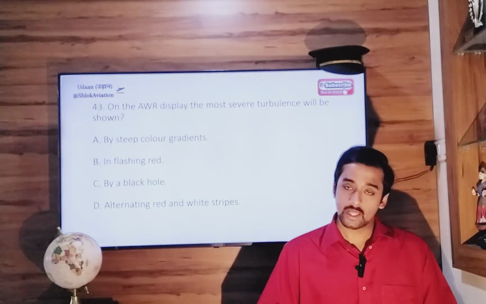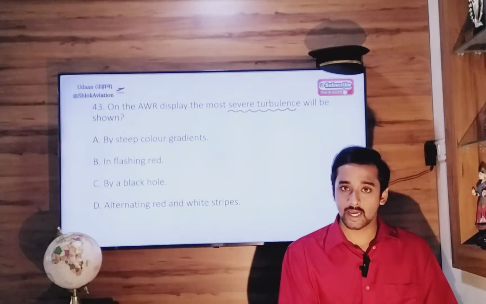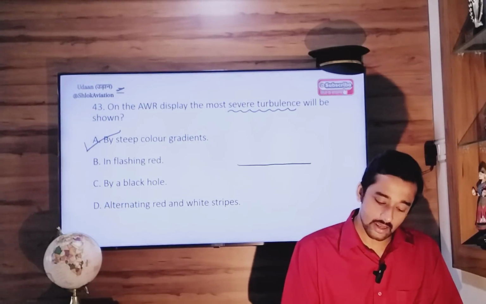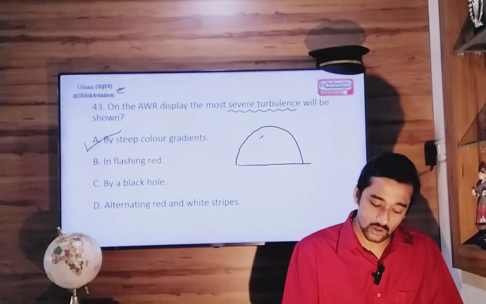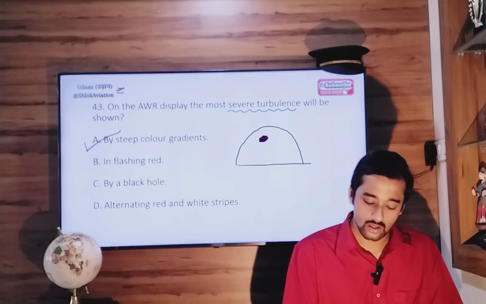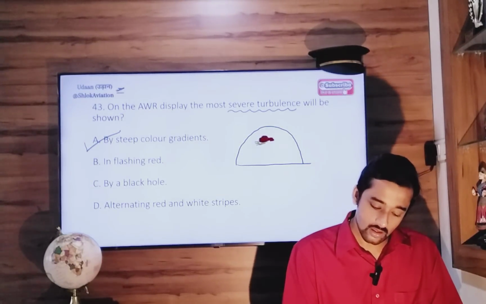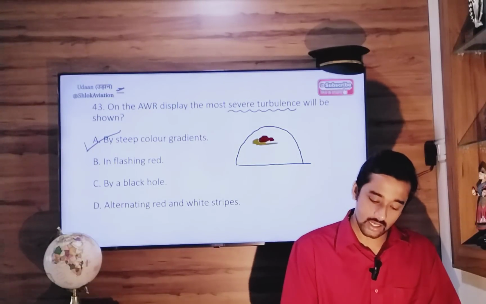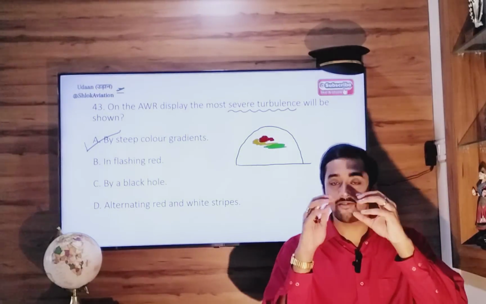43. On the airborne weather radar display, the most severe turbulence will be shown by steep color gradients. Yes, like I said, it will be shown by the presence of different color zones close together, close to one another. So for example, a red color zone, a yellow color zone like this, and a green color zone. So these different colors are very close together.